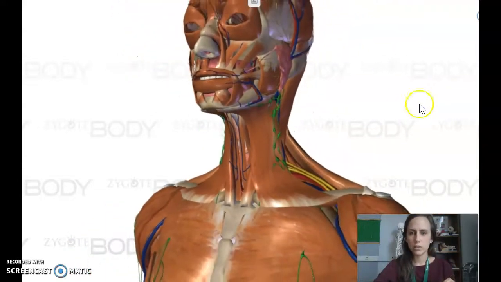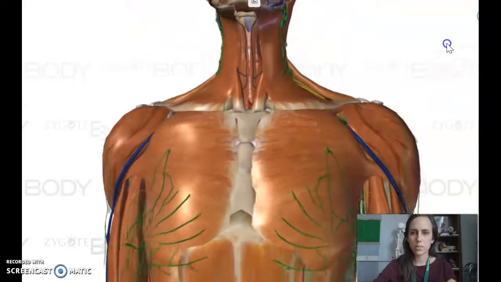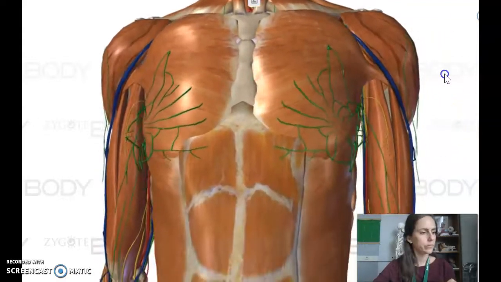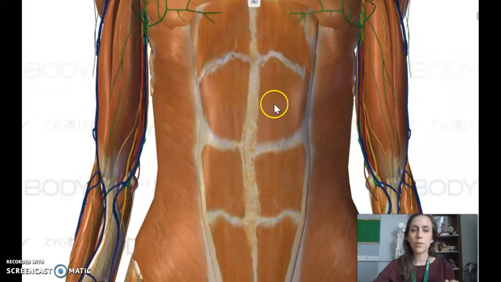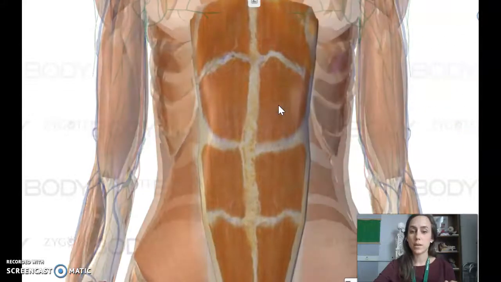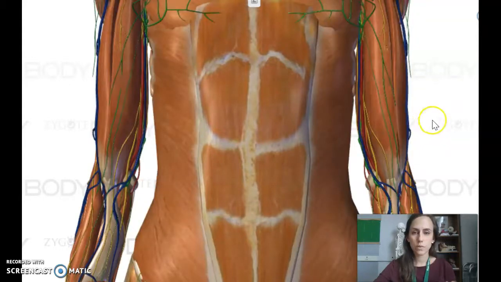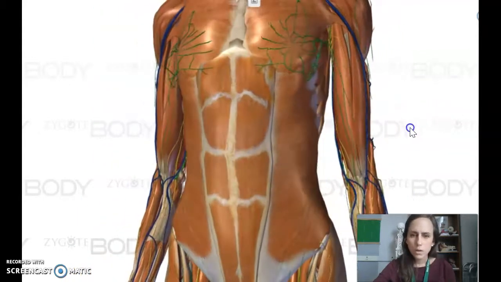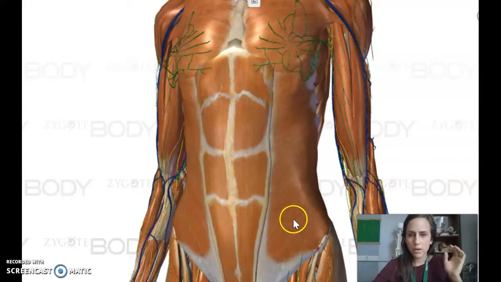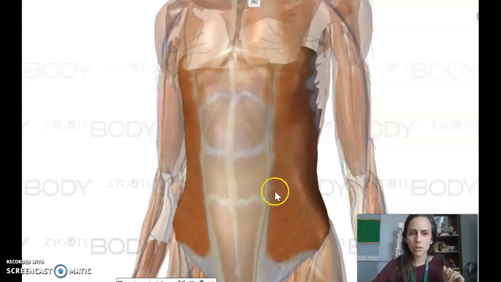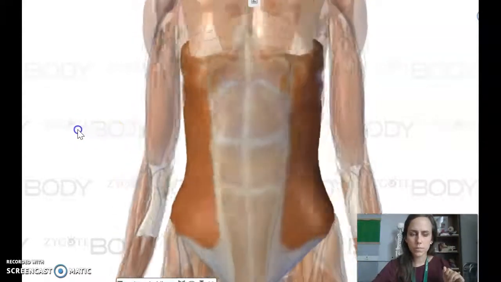We're going to zoom out and look at some of the muscles of the trunk. Right here in the front are the rectus abdominis muscles. These muscles that are on an angle, or at an oblique angle, are our external oblique muscles.